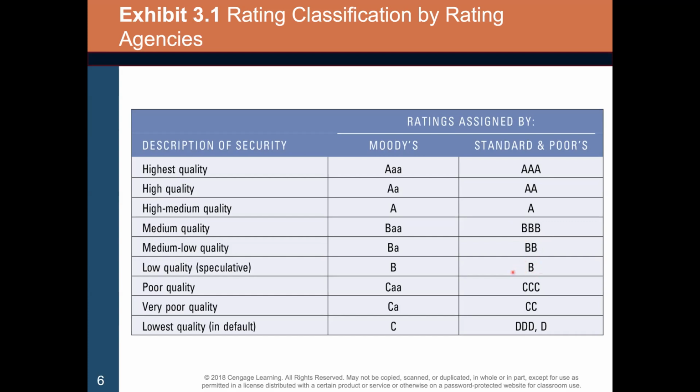Low quality is B. From this point onward, we call these junk bonds. They're poor quality. There's a lot of risk associated with them. And the lowest quality has a high chance of default. So these rating agencies are published, and you can see what any publicly traded company has as far as the major companies that have debt out there. They're going to be rated by one of these agencies or both.